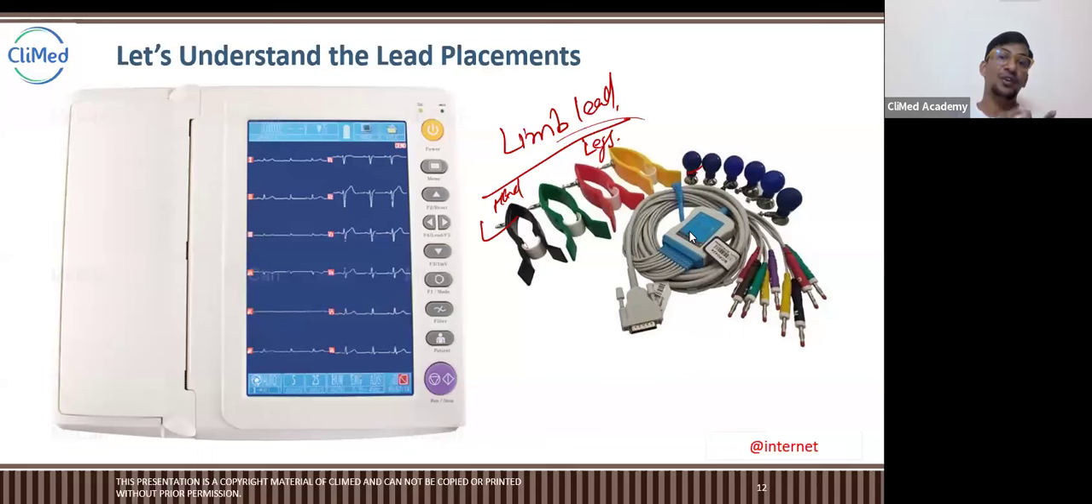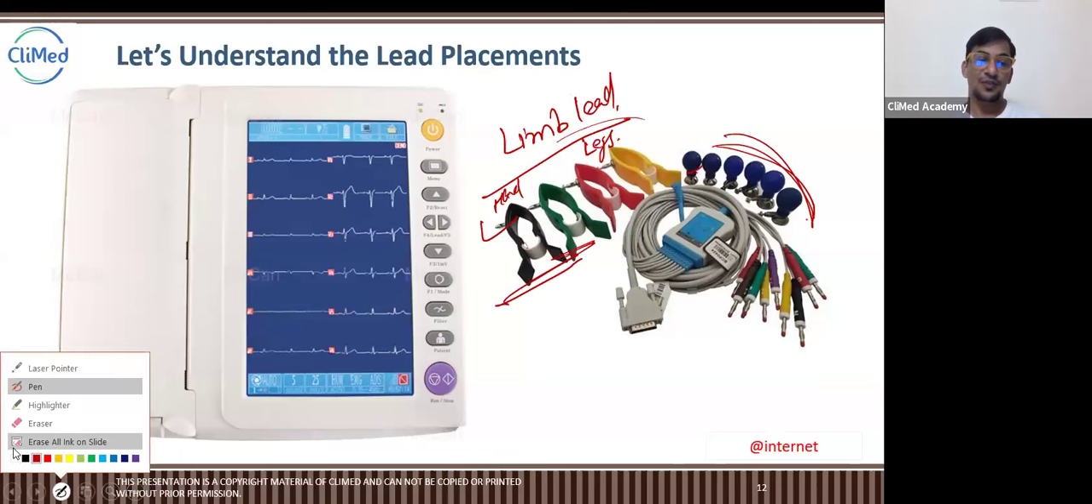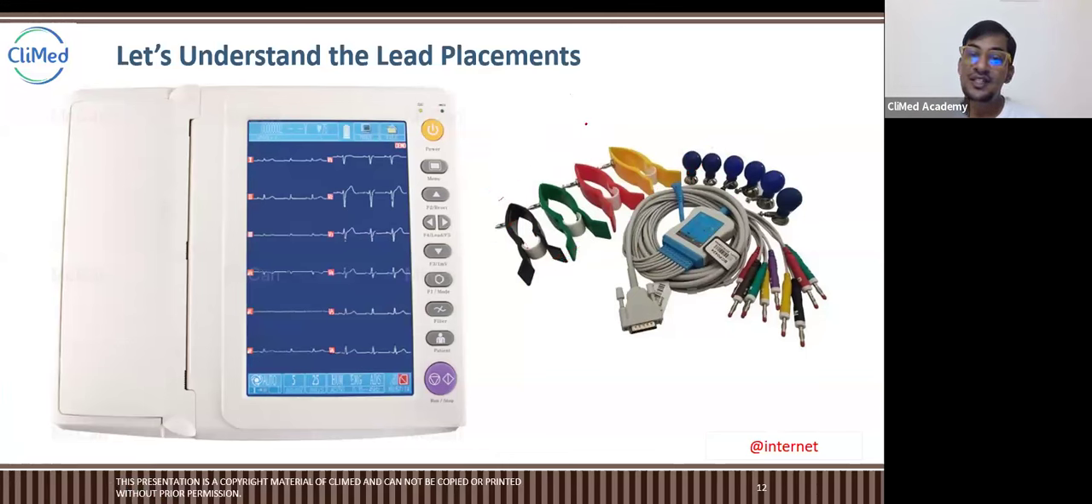Leads are, as I just told, nothing but the representation of the impulses on the ECG graph. Actually, these are the electrodes, not leads. We call them leads only; we don't discriminate between these things. But I'll make it very clear for you guys: these are not leads. These are the placements of electrodes.